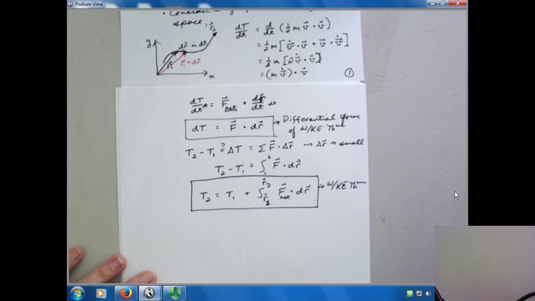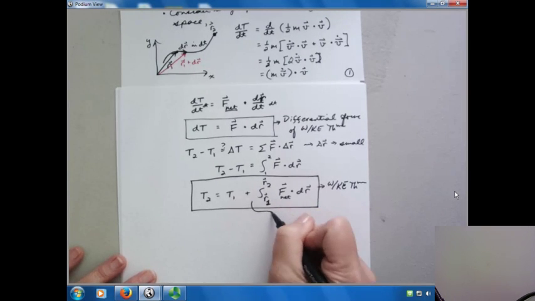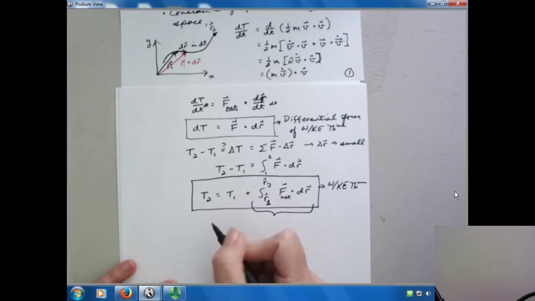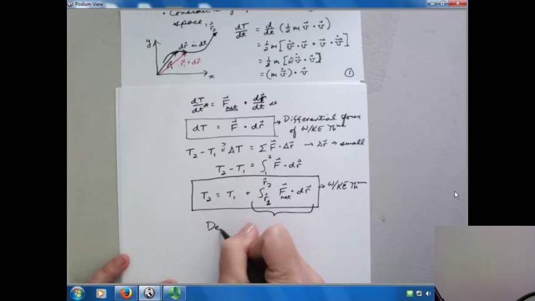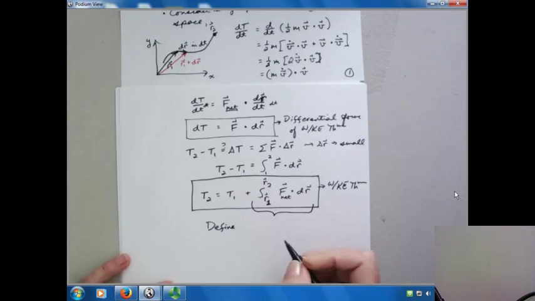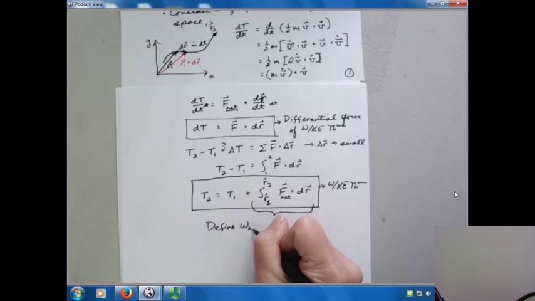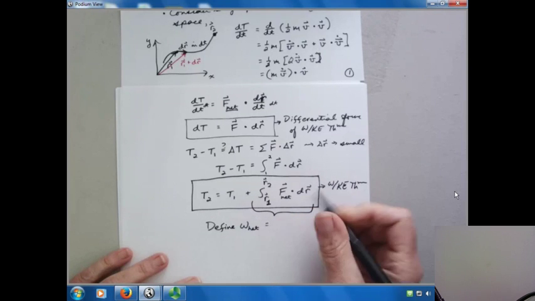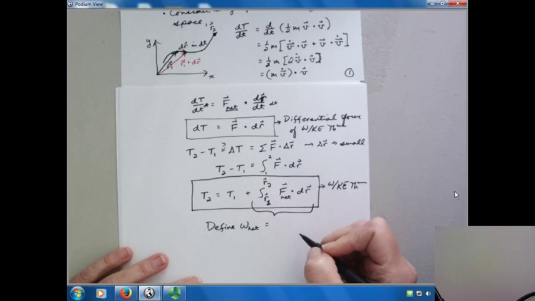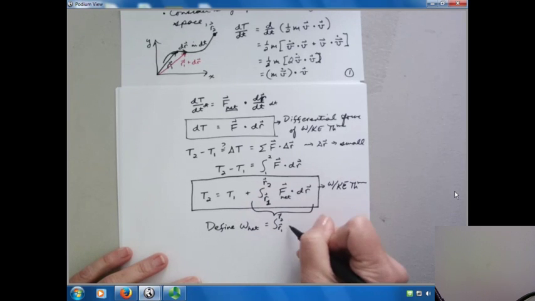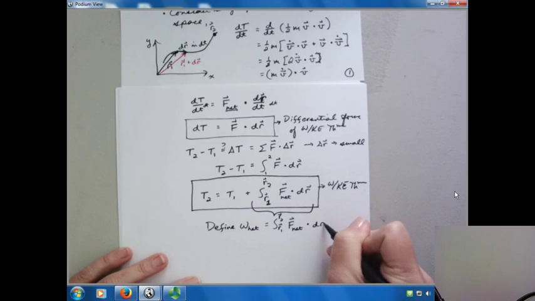So this is probably a great time to clarify that this thing that shows up in this integral, I have to give it a name because it's very important. So we're going to define that as the work. And in this case, it's the work done by the net force. So I'll call it W sub net. And it's the integral from location 1 to location 2 of F net dot dr.